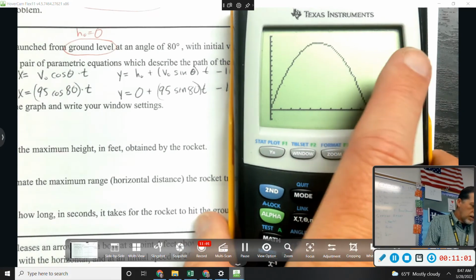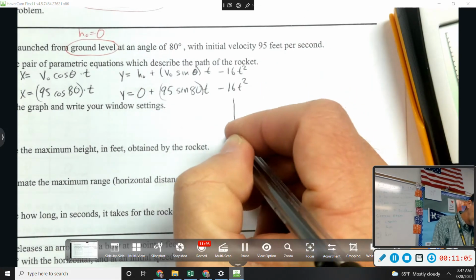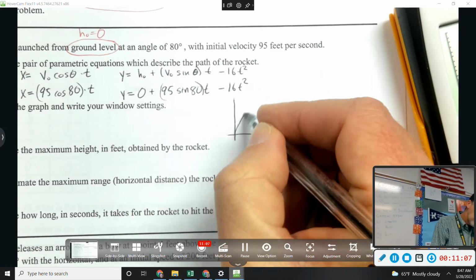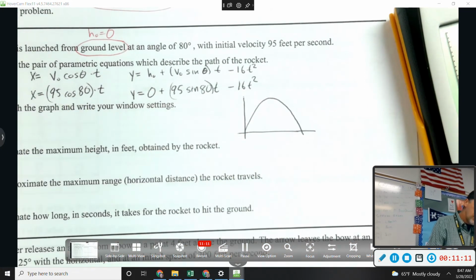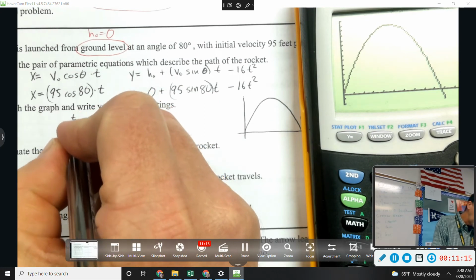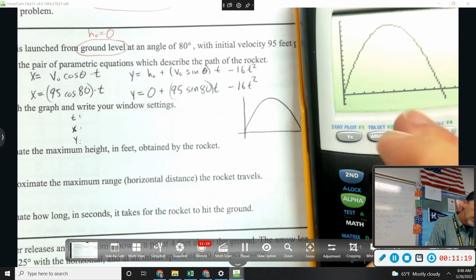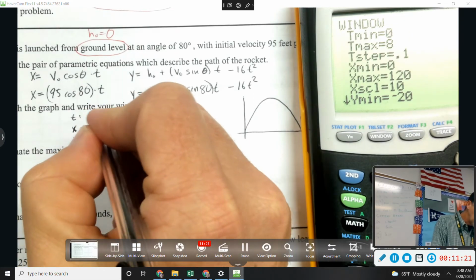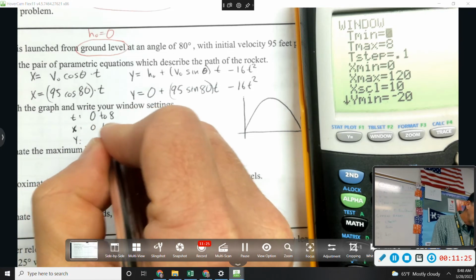Okay. Sketch the graph and write your window settings. Okay, so my graph, here's the calculator's, looks like that. My window settings. I don't need to know the scale. I just need to know T, X, and Y. So T, we went 0 to 8. X, we went 0 to 120.